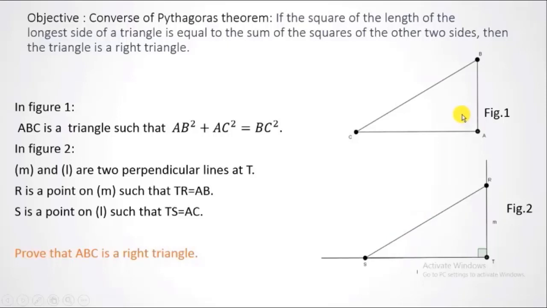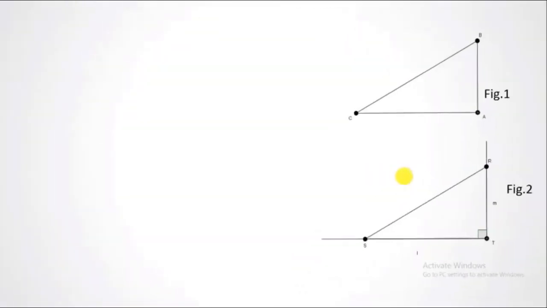So our objective here is to prove that ABC is a right triangle given that AB squared plus AC squared equals BC squared and the given in figure 2. In order to show that ABC is a right triangle, we have to follow the following steps. The first step, we have to show that BC is equal to RS. We have to show that BC in figure 1 is equal to RS in figure 2.